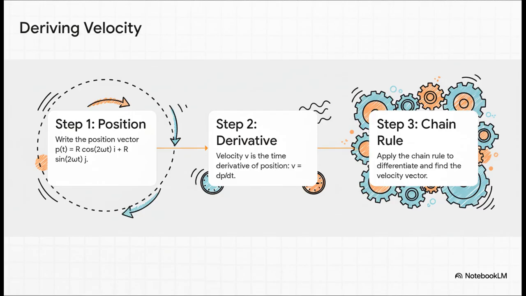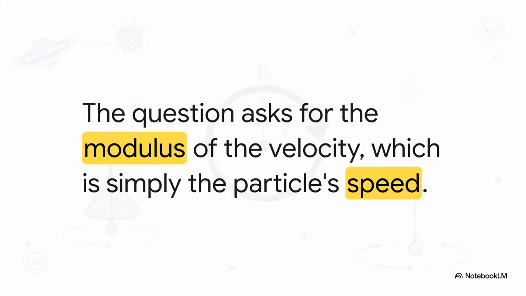And how do we get velocity from position? We just take the derivative with respect to time. Using the chain rule, the 2 omega pops out, and we end up with our final velocity vector right here. Now we've got the vector, but the question asks for the modulus of the velocity.